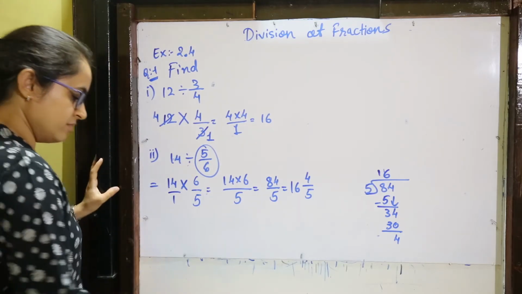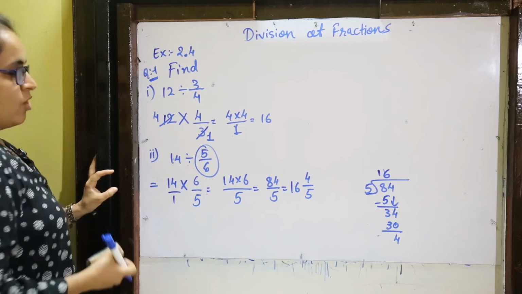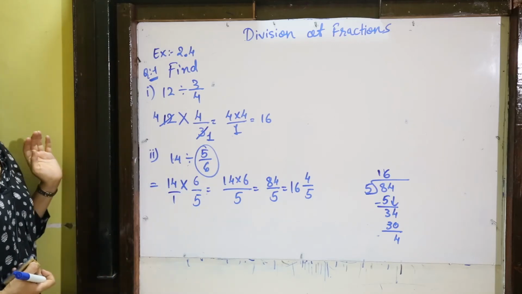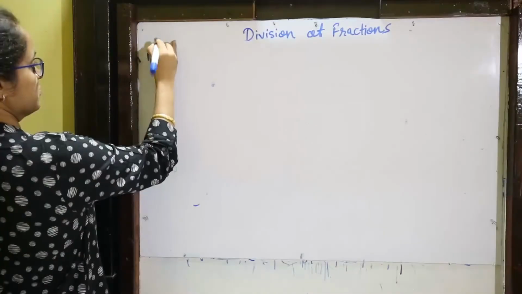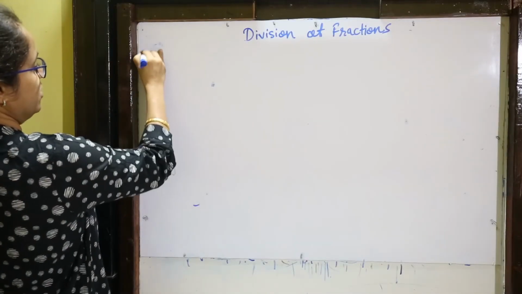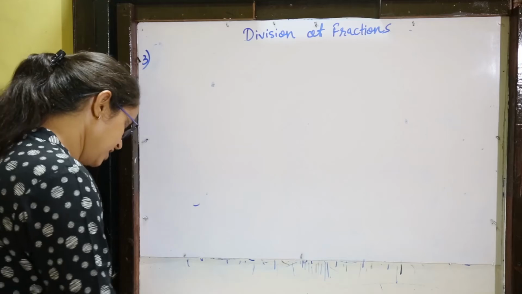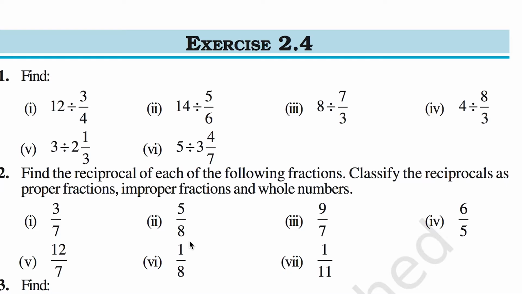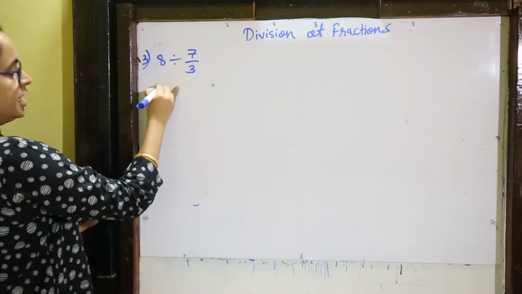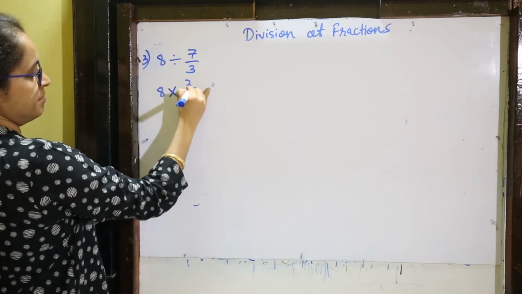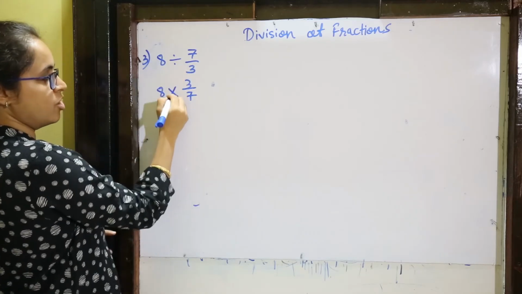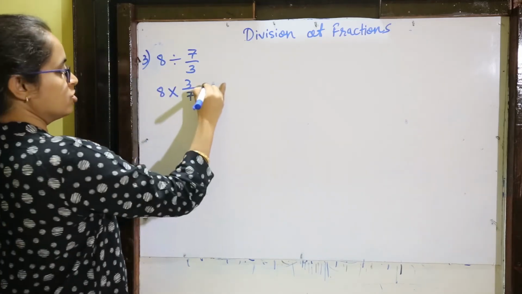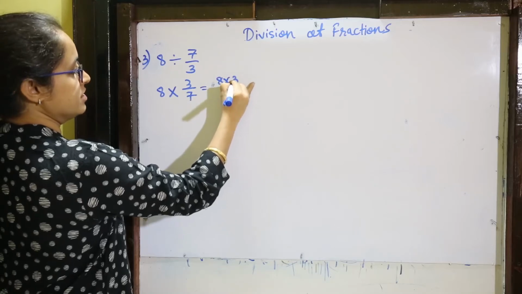Okay, now second one. I hope you have finished it. If you have not finished, pause the video and finish it. Okay, now third one. I will write 3 only. You write that 3. Now 8 divided by 7 upon 3. Again keep, change, flip. Keep, change, flip means keep the first number as it is, change the operation, flip the second fraction. So that means 8 multiplied by 3 upon 7.